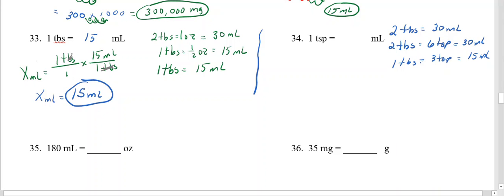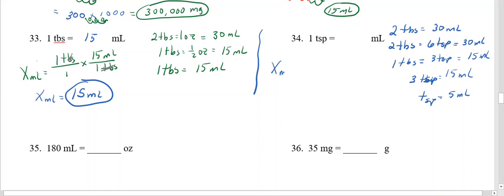Now I'm not going to worry about the tablespoon because I'm only looking for the teaspoon. So 3 teaspoons will equal 15 milliliters, and I can divide both of them by 3. So 1 teaspoon equals 5 milliliters. I got a feeling I just made that really harder than what it should have been. So 1 teaspoon equals 5 milliliters.